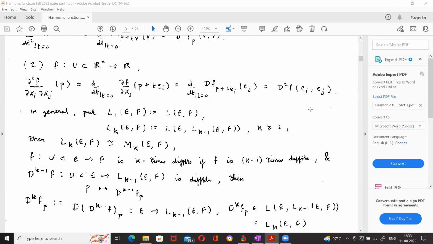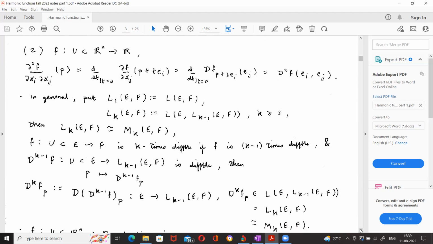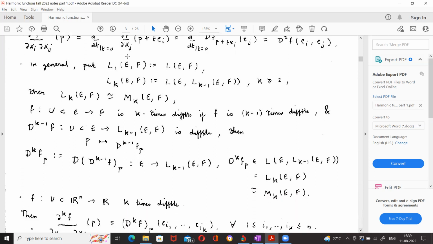All right. In this course, we'll be needing the second derivative. We won't be needing higher derivatives, but let me just say what happens for higher derivatives. In general, you define the spaces where they live inductively. You put L1 of E,F to be L(E,F). Then you put Lk of E,F to be L of E comma Lk minus 1 of E,F. So these are spaces defined inductively for k greater than or equal to 2.